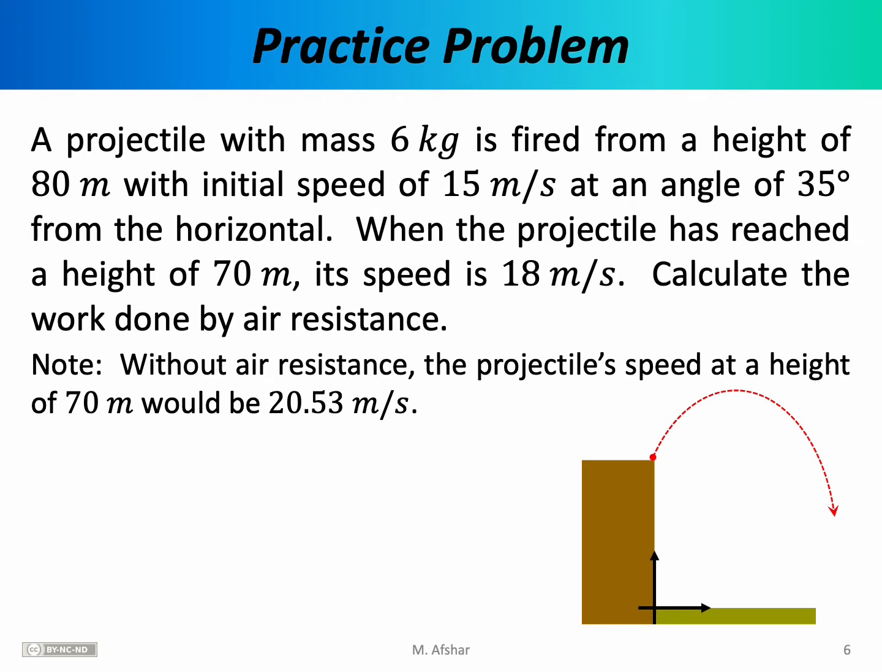We want to know how much influence air resistance has. More precisely, we want to calculate the work done by air resistance. We are told that at a height of 70 meters, its speed is 18 meters per second.